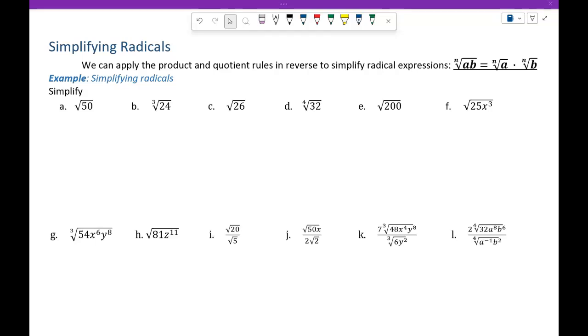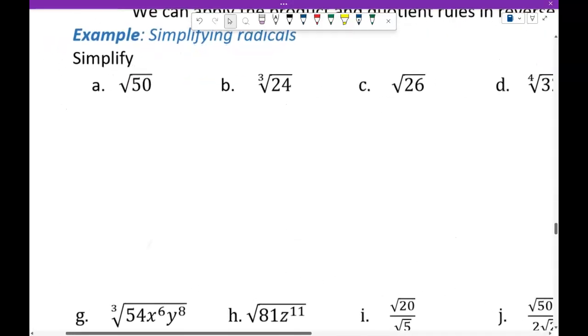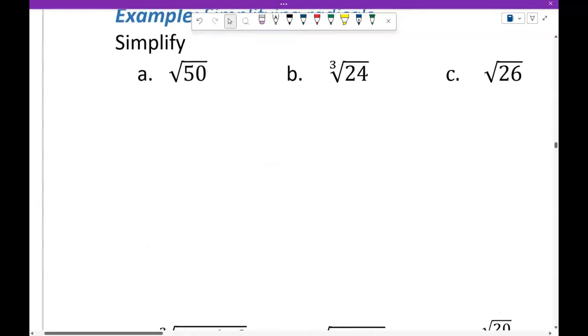What we can do is apply our product and quotient rules in various orders in order to simplify radical expressions. So like we said, we can split apart a radicand into its factors and then create multiple radical expressions with factors that we can take the root of and with factors where we can't. There's a couple different ways in which we can find the factors.